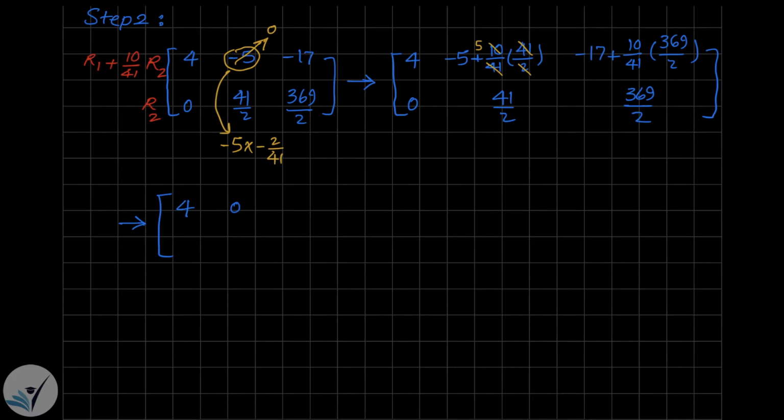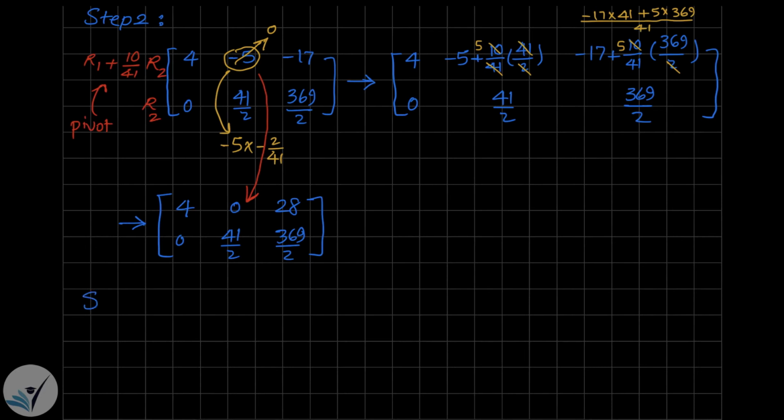For the third entry, let's simplify this expression here. 10 divided by 2 is 5. And then we have negative 17 times 41 plus 5 times 369, and the whole expression divided by 41. So if we simplify that, we'd get 28. On the second row, we have 0, 41 divided by 2, 369 divided by 2. We apply this pivot operation on the first row and we transform this minus 5 to 0.